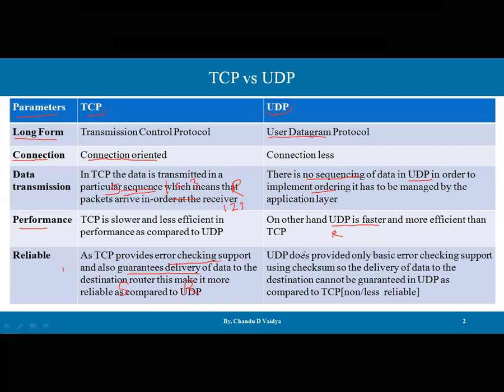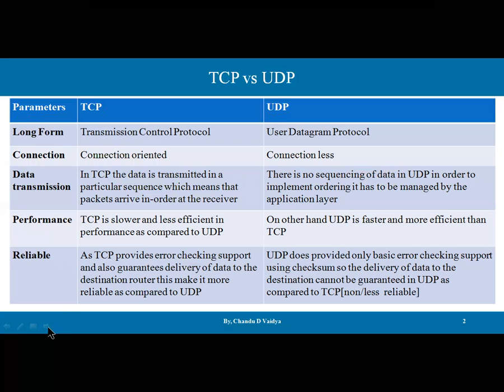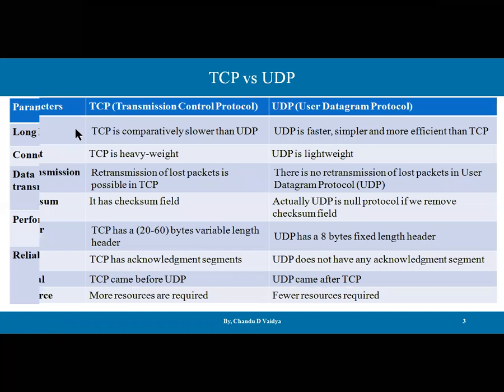But in terms of UDP, it provides only basic error checking support using the checksum field. So the delivery of the data to the destination cannot be guaranteed in UDP as compared to TCP. That's why it is less reliable or non-reliable. So this is the difference between TCP and UDP. Let's go to the next slide for more differences.